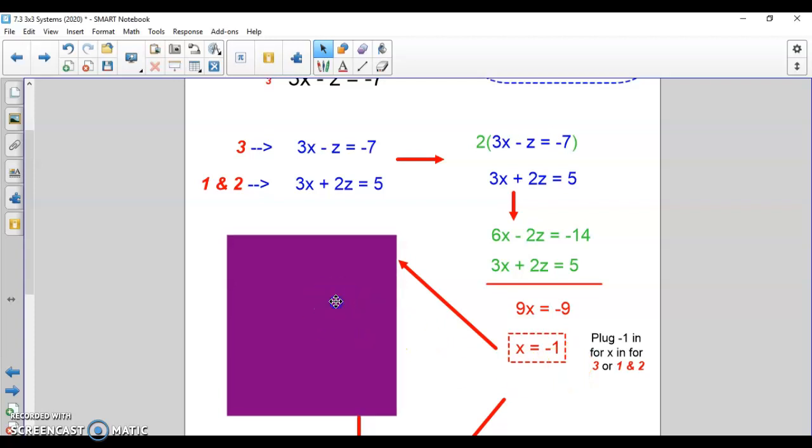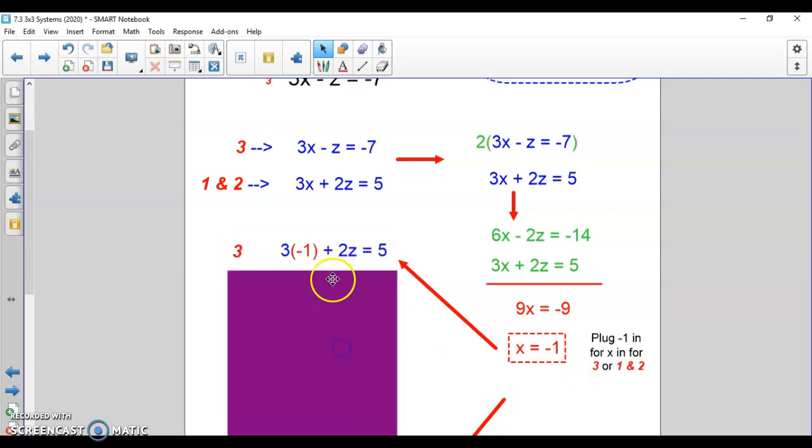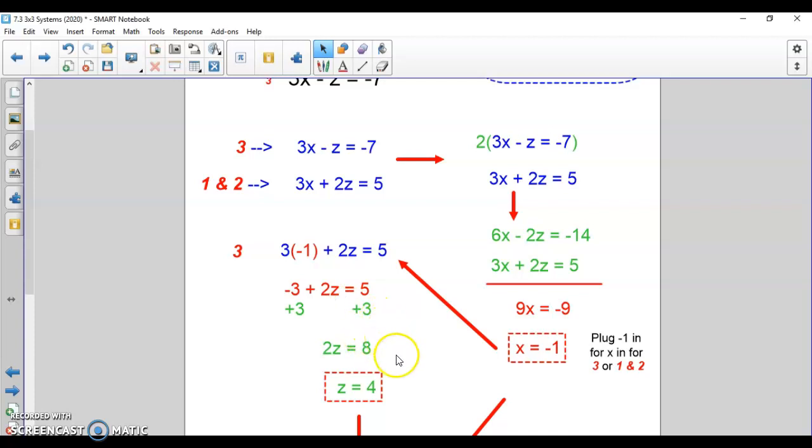Take that, plug it into one of the original two. Again, I personally like dealing with positive numbers as much as possible, so when I'm looking at z, I know z is solo here on the first one, but it is negative. So I plugged it into the third one, or third equation there, because my z is positive. Do my little bit of work, get z equals 4.